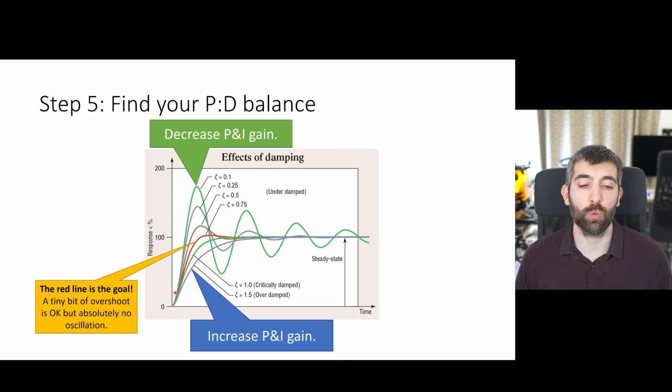Neither of those are good. You want something that looks like the red line. Obviously taking into account that real step responses always have just a little bit of noise, a little bit of wobble on them, which is nothing to worry about, but you do need to be aware that it's always going to be there, and it doesn't necessarily mean you've got oscillation.